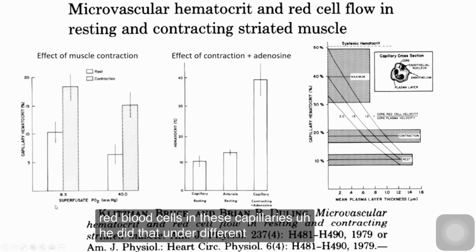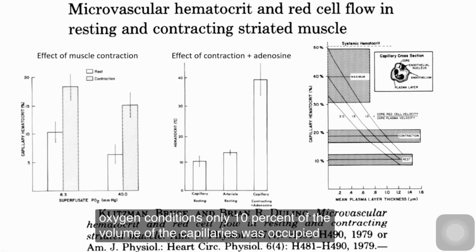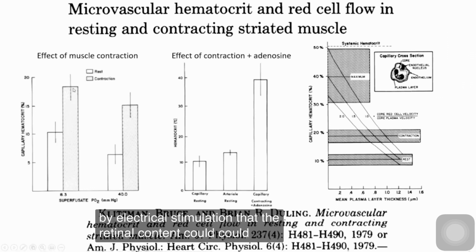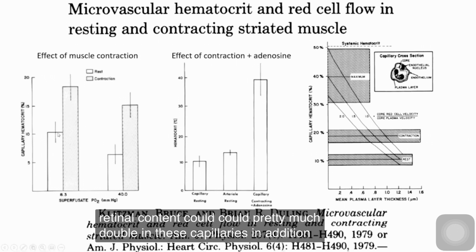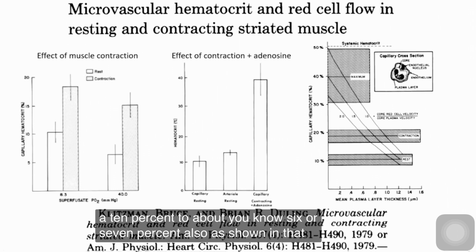And he did that under different conditions of external concentration of oxygen. He measured that at resting conditions, on the low oxygen conditions, only 10% of the volume of the capillaries was occupied by red blood cells. He also observed that if he made the muscle start contracting by electrical stimulation, the red cell content could pretty much double in these capillaries. And in addition, he noticed that if oxygen concentrations would go up, blood flow would slow down, and the red cell content would be even less than before, dropping from 10% to about 6 or 7%, also as shown in that little cartoon.